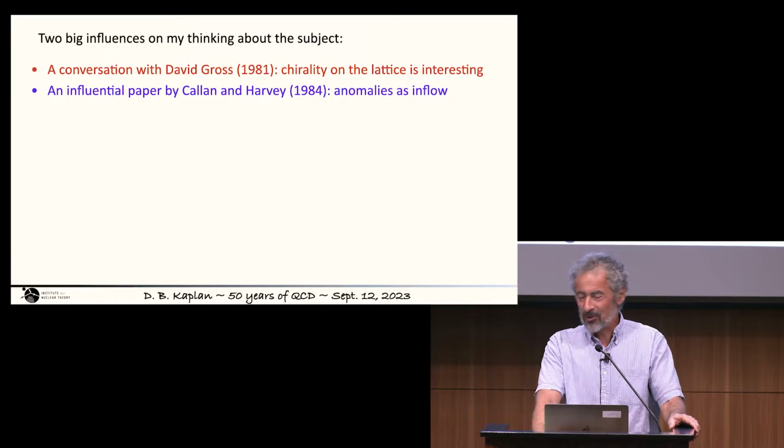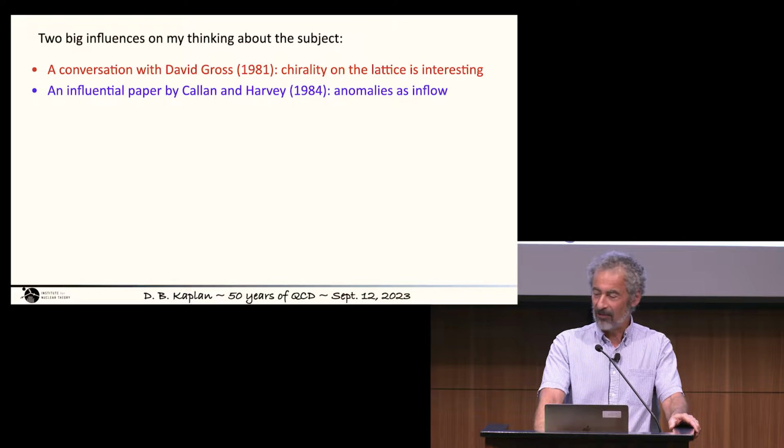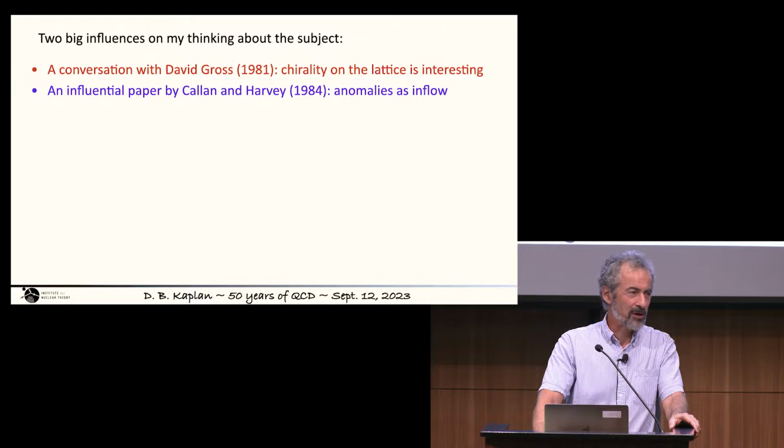The second big influence was a paper by Kaplan and Harvey in 1984. This was written in response to a very mathematical paper by Bruno Zumino, where he compared anomalies in different dimensions and showed how they are related.